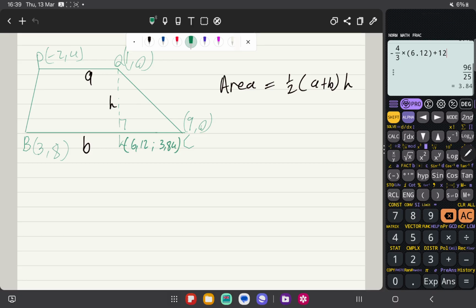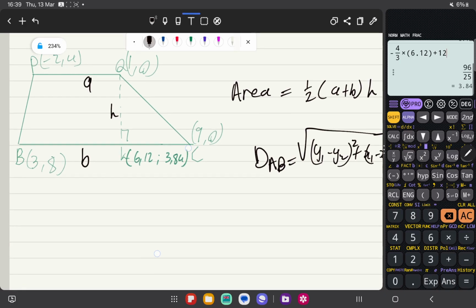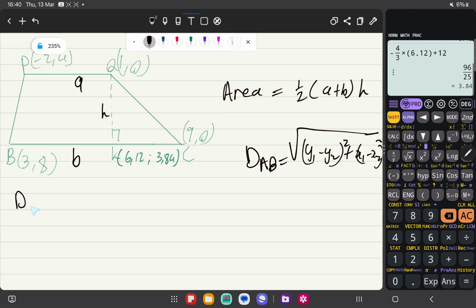Yeah, so distance formula, remember, distance AB is the square root of (y1 minus y2) squared plus (x1 minus x2) squared. So let's do that, right? I need distance PQ, which is gonna be, I'm not gonna use the formula, I have the formula, so I'm just gonna substitute right here. It's gonna be 4 minus 0 squared plus what? Plus minus 2 minus 1 squared.